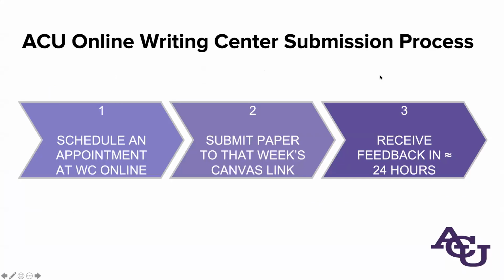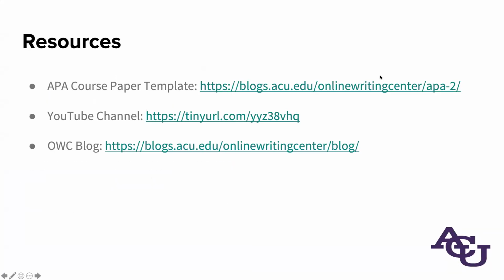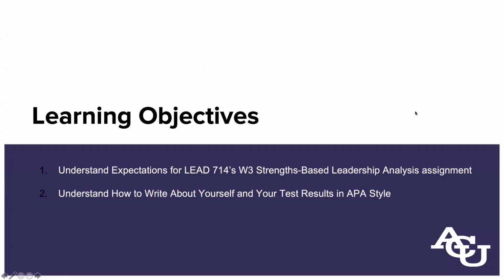So today we are going to be focusing on two main objectives here. First, we are going to be delving into Leadership 714's Week 3 Strengths-Based Leadership Analysis assignment. And then we're also going to delve into how to write about yourself and your test results in APA style. And these are intricately linked, because this is one of those assignments where you really need to talk about your strengths, your experiences, and your plans for yourself based on an assessment that you've taken.